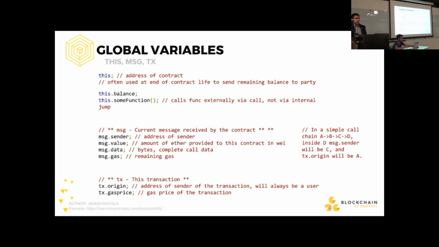With message, this is referring to the message received by the contract. So if you want to get attributes about that, you can. You can also get attributes about the transaction, which is usually referring to the initial transaction that people use for contracts. So remember the difference between a message and transaction? Do you guys know what the difference is?